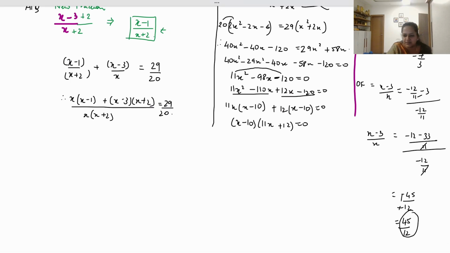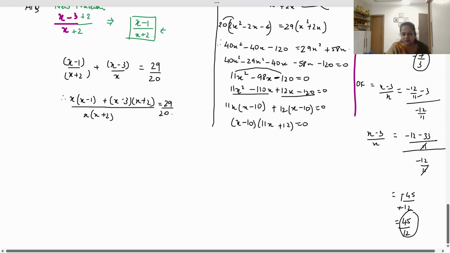So we have two fractions, 45 by 12 and 7 by 10. We can also simplify the first one. We have 15 and 4. So we can also write 15 by 4. I hope you all have understood. Therefore, the original fraction could be 7 by 10 or 15 by 4 because there are two possible values of x. Right? Thank you, children.